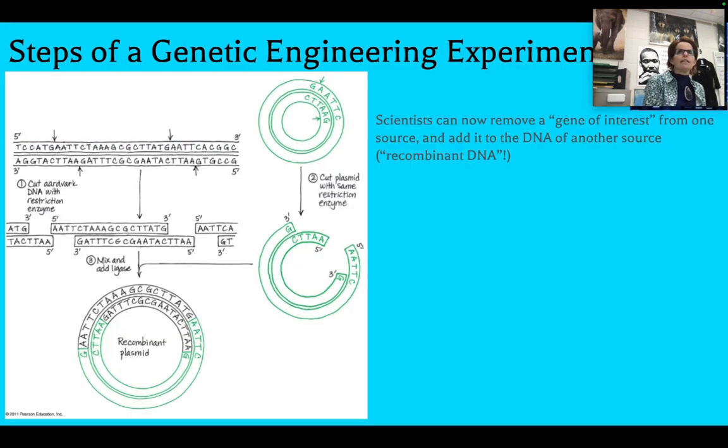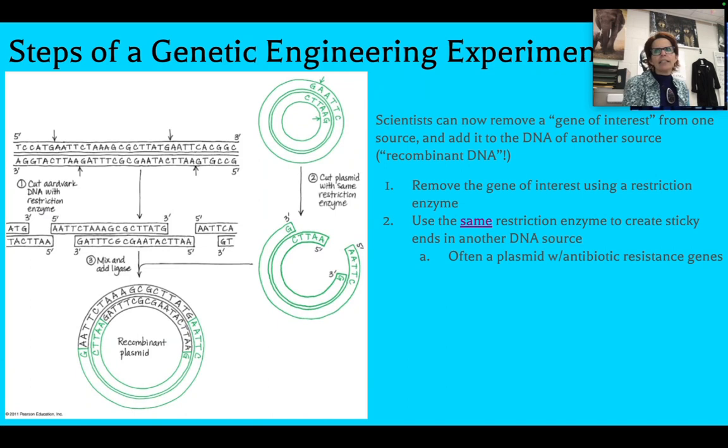Okay, and then the steps of genetic engineering, we kind of went over that just a moment ago. Scientists can now remove a gene of interest from one source and add it to the DNA of another source using restriction endonucleases. You have to use the same one on the source and the same one on the plasmid so that the sticky ends match up.